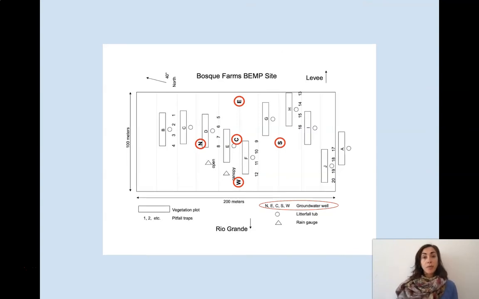Here's a specific map of one of our sites. This is an example of the Bosque Farms BEMP site, but all the sites look pretty much the same, where you have the levee on one side and the Rio Grande on the other side. The site is in the middle, and it has the 3 data collection sets. We have the litterfall tubs, which are these round circles. Then we have the rain gauges, where we have the open and the canopy rain gauge. And then we have these 5 letters that represent the groundwater wells. We have the east groundwater well, the west, the center, the south, and the north. These are the ones that we're going to be focusing on today.